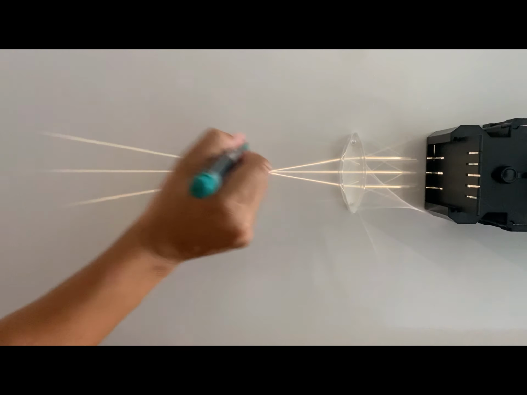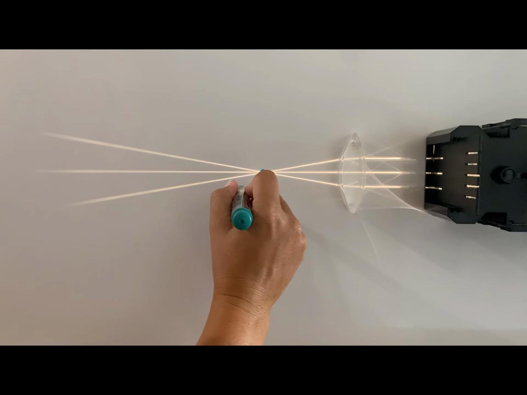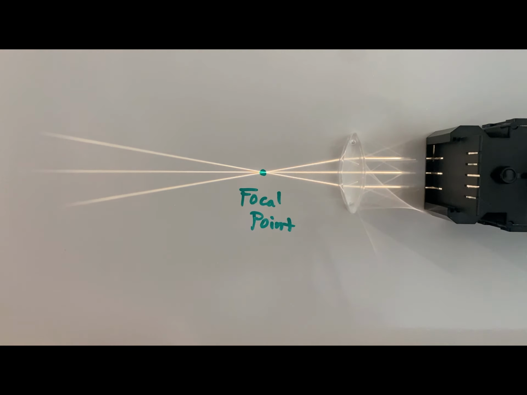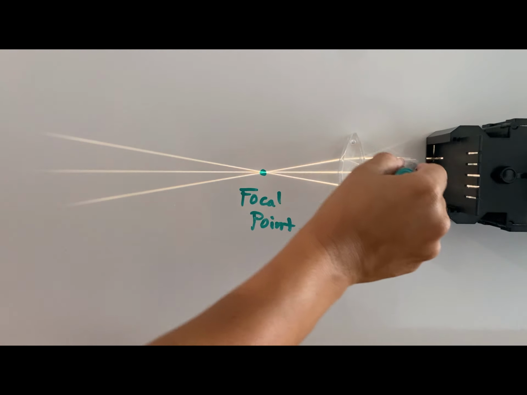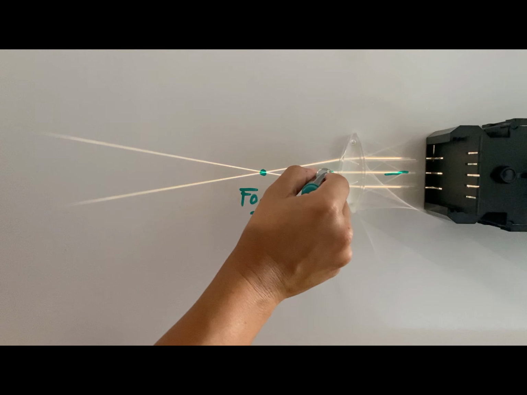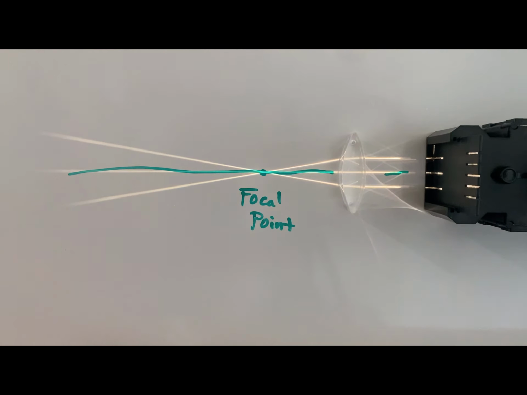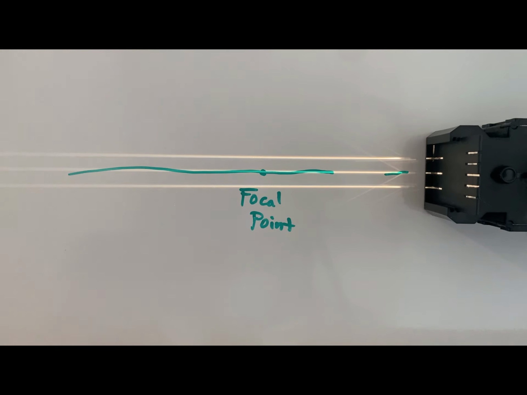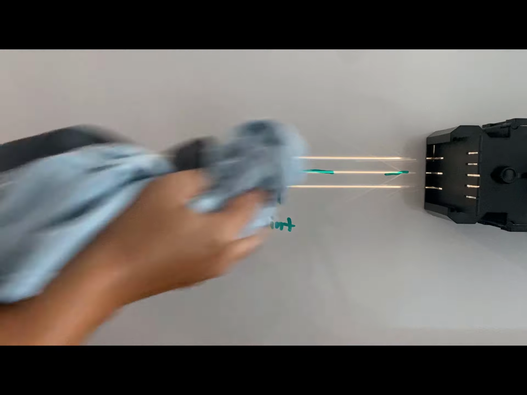So we're converging. Now, because these rays are coming in parallel, this point right here is called the focal point. And there's actually one on the other side, although we don't have space to show it. This line that goes down the middle, if you could draw it straight, is called the optical axis. It goes right through the center of the lens. We usually draw it that way.